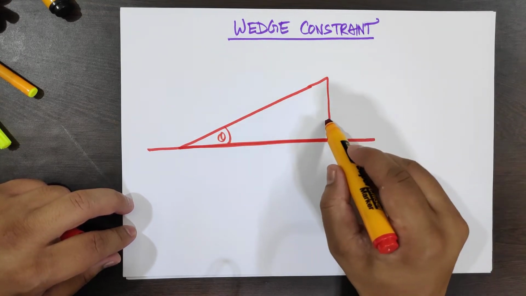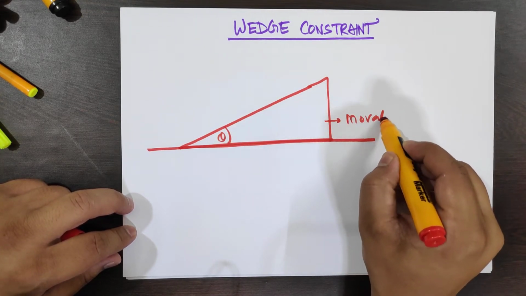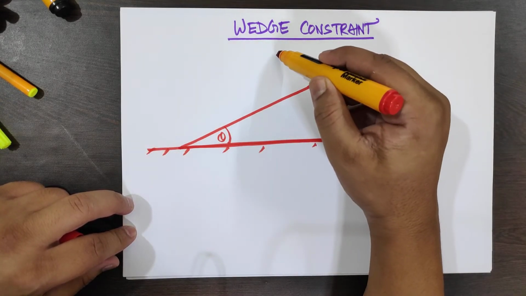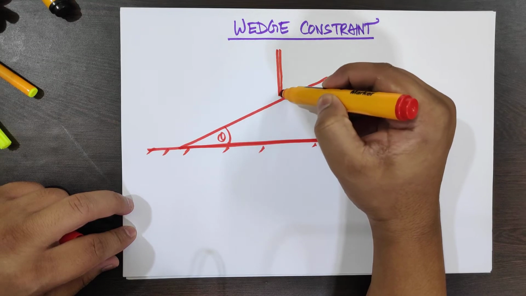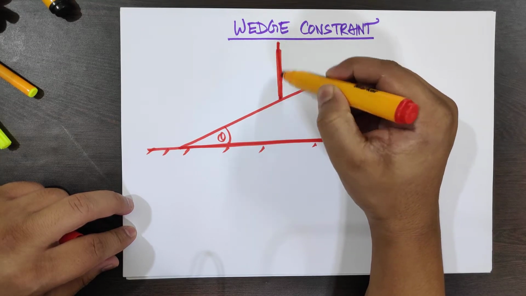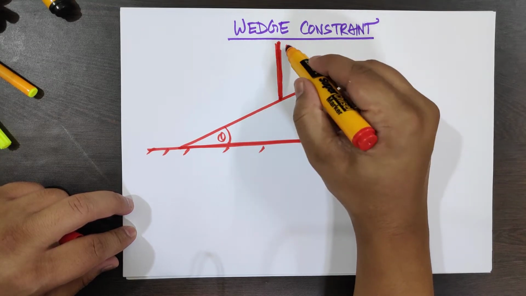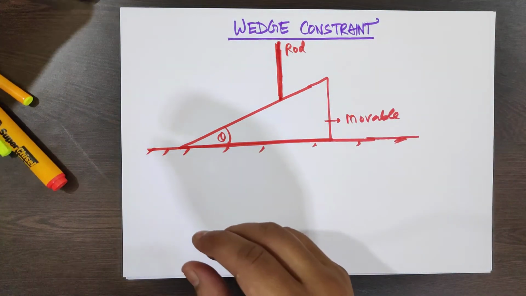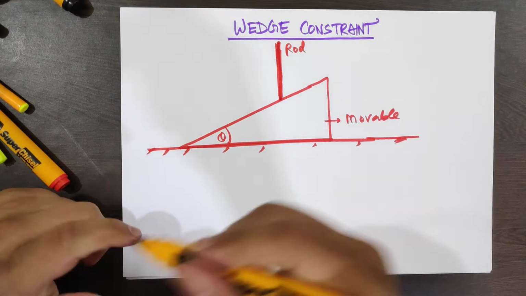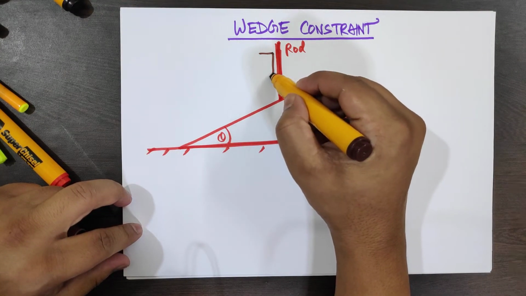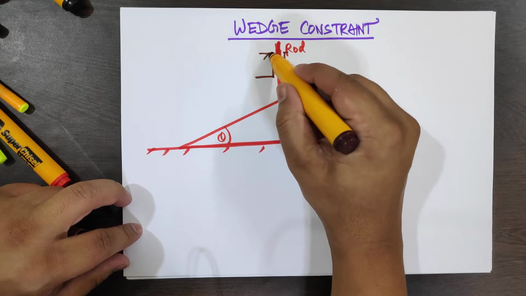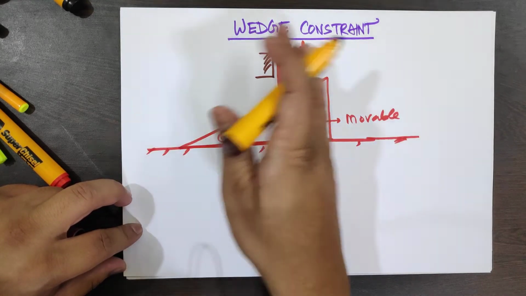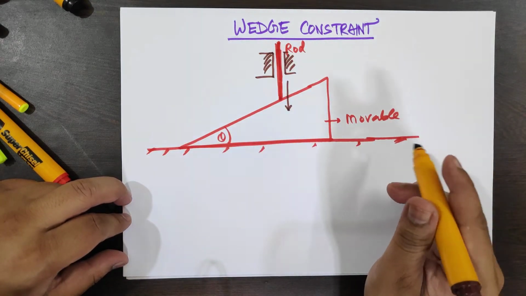This is a movable wedge on ground. This is ground, and there is a rod. This is the rod. Okay, and there are some conditions imposed on the motion of the rod. The condition is that there is a guide. This guide makes the rod move only in the vertical direction. I mean, the rod can't move this way and that way.